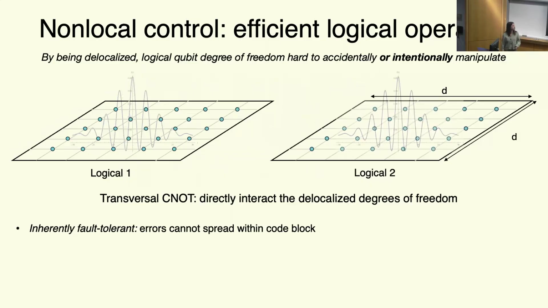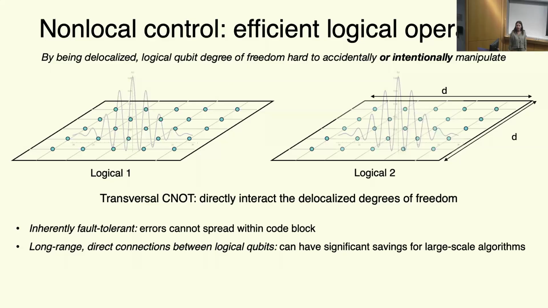This has many benefits. The first is that it's inherently fault tolerant. Fault tolerant, just a jargon word, means that errors are not going to spread within the block. This is because we're not doing any gates between the blocks, so it's really robust against errors. The other is that we can realize these gates using this long-range connectivity, and furthermore, by moving atoms, we can do entangling gates between any pairs of logical qubits that we want.